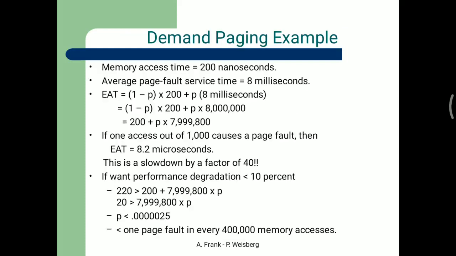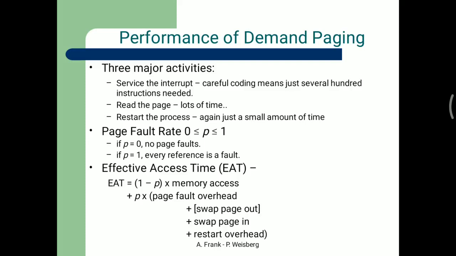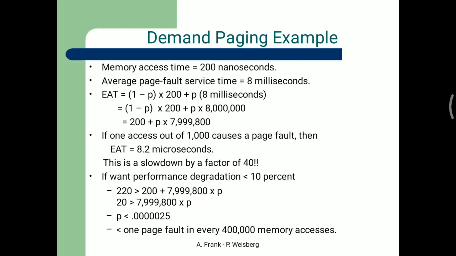And now a demand paging example. Memory access time is 200 nanoseconds. Average page fault service time is 8 milliseconds. So EAT is equal to (1 - p) x 200 + p x 8 milliseconds. If one access out of 1000 causes a page fault, then the EAT value will be 8.2 microseconds. The EAT value means effective access time value. Here the EAT is 8.2 microseconds, which is a slowdown by a factor of 40.